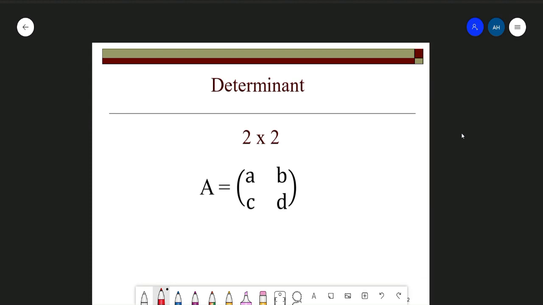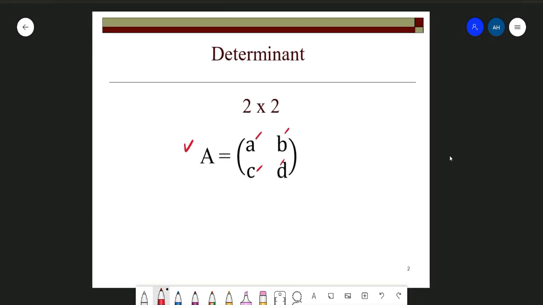So for a 2 by 2 matrix, in general, if we have matrix A having elements a, b, c, d like this, we can find the determinant of this matrix by writing the symbol like this. Determinant of A will be equal to a multiplied by d, and then we subtract the product of b and c. ad minus bc. That will be the determinant of a 2 by 2 matrix.